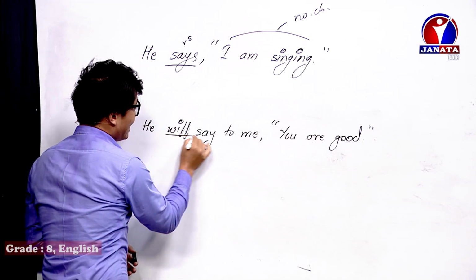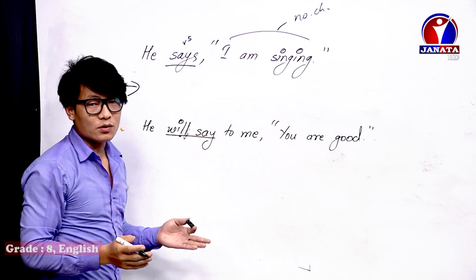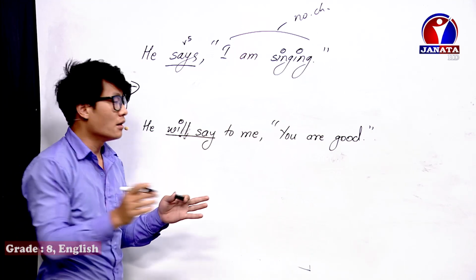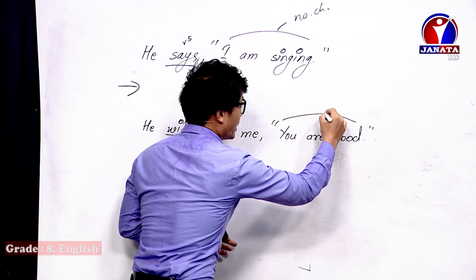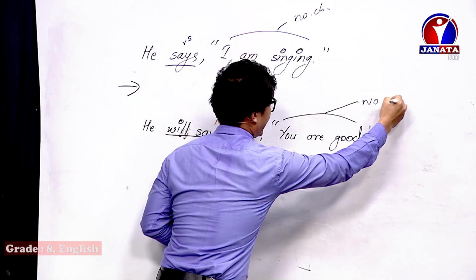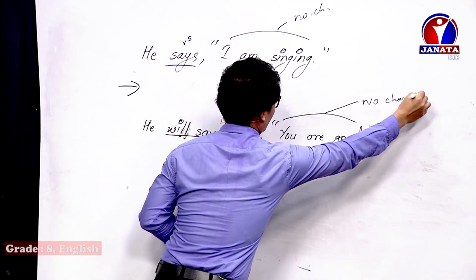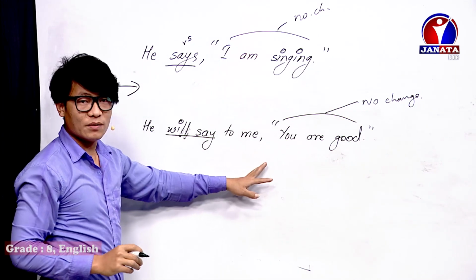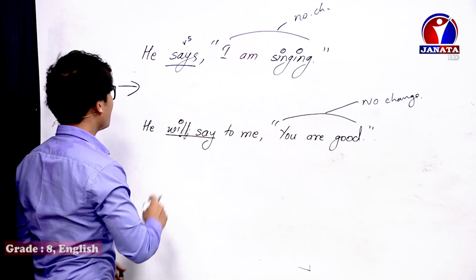And will say means this is a future tense. When there's a future tense in the reporting, then the tense of the reported is no change. Okay? No change. But the person will be changed. Now let's practice here.